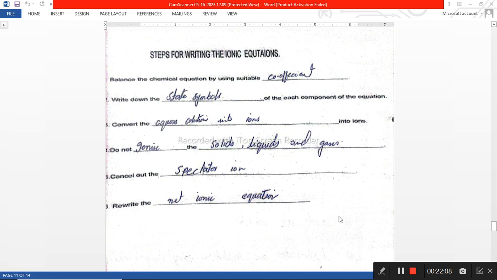Write down the state symbols of each component of the equation. Convert the aqueous solutions into ions. Do not ionize the solids, liquids, and gases. Cancel out the spectator ions. Spectator ions are the same ions on both sides, the reactant side and the product side, and they will be cancelled out. Then rewrite the ionic equation.